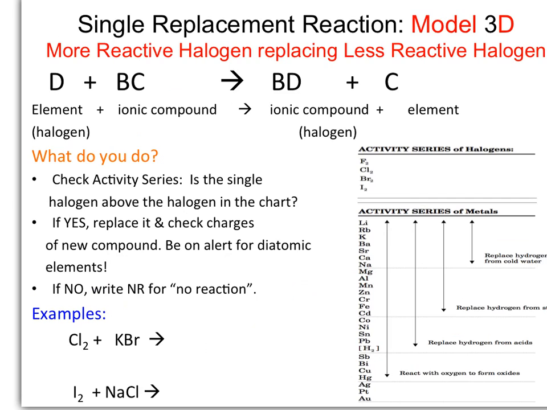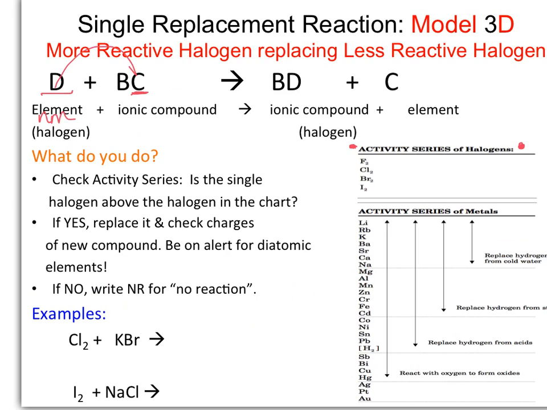Right, and the last model, 3D, is when a more reactive halogen replaces a less reactive halogen. Now we're actually going to focus in on this activity series chart. And remember that a halogen is a non-metal. Non-metals actually sit at the back of an ionic compound.